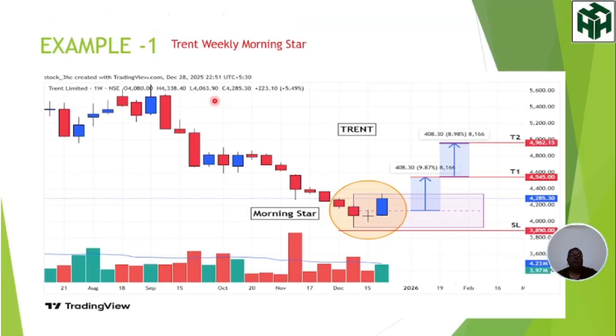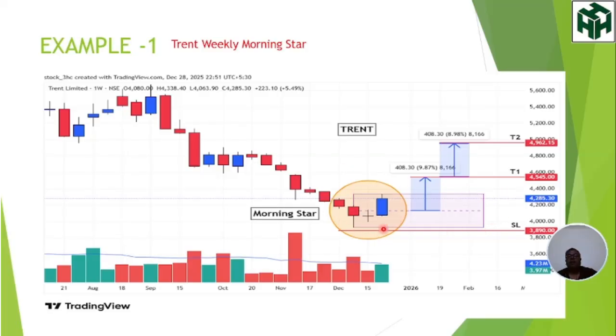The first example is of the trend stock, where we can see in current condition there is a red candle, there is a doji, and there is a green candle. So in between closing of the red candle and the opening of doji, there is a gap, and again there is a gap between closing of the doji and the opening of the green candle. So this is a morning star condition.